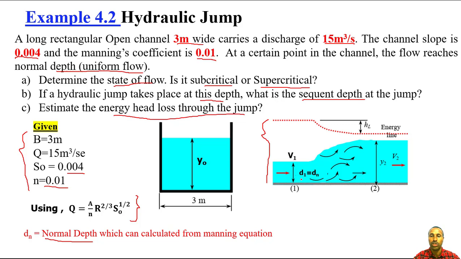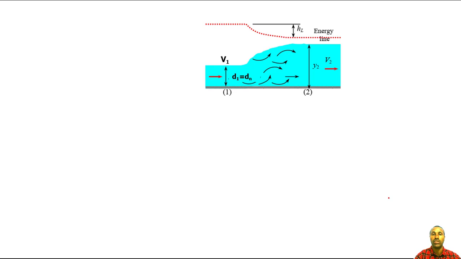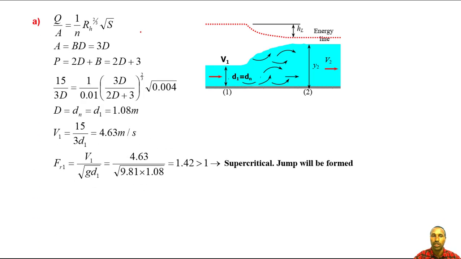This is the jump, which is the initial normal depth before the jump. Then you have to calculate the state of flow here. If there is supercritical flow, then there is jump formation like this. Then what will be y2? Now let's calculate. You have the Manning equation. Then finally, by trial and error, you calculate the normal depth, which is 1.08 meter. By trial and error, you have D1, which is this one.